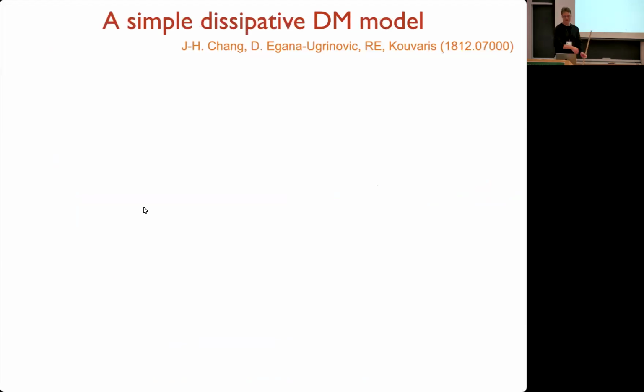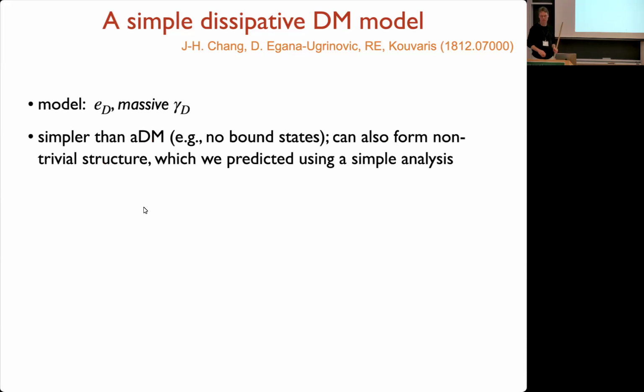Now, another thing I want to mention is that we heard a lot about atomic dark matter, but there's actually a much simpler dissipative dark matter model. We looked at this in 2018, in a paper that Jay Hawk, Daniel Ogrinovich and Chris Kovaris were on. This model is a little bit simpler than atomic dark matter. It consists of a dark electron and a massive dark photon, only 2 particles. And there are no bound states, which is beautiful, unless you are an atomic physicist.